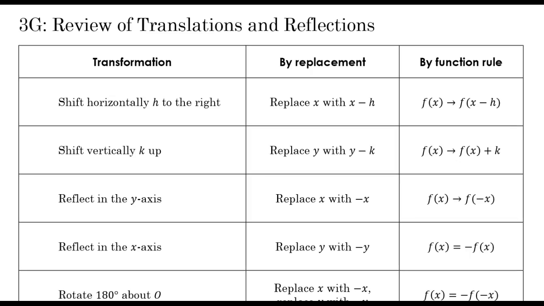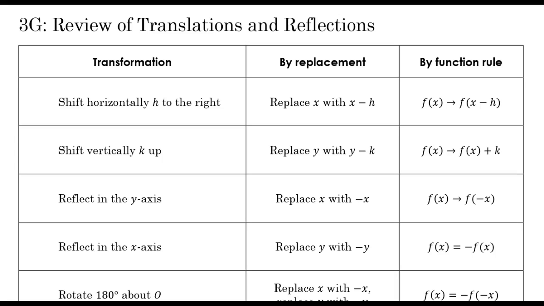We're looking at a review of translations and reflections here. We have done this before, we're going to have a look at it again, just as a reminder. So a translation, we are moving our graph to the left or right, up or down. To move it h units to the right, we replace x with x minus h. To move it k units up, we replace y with y minus k.